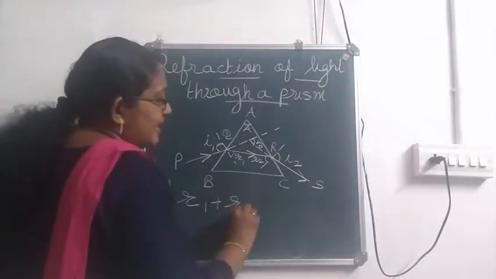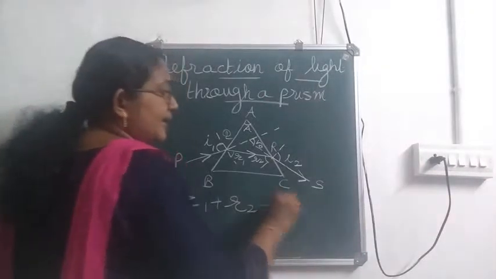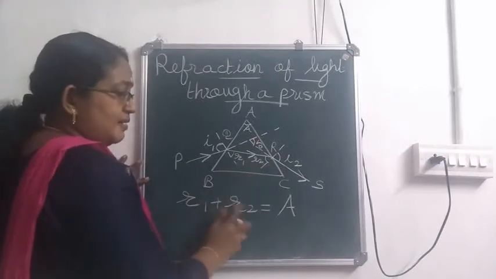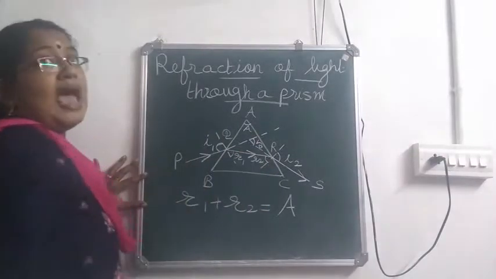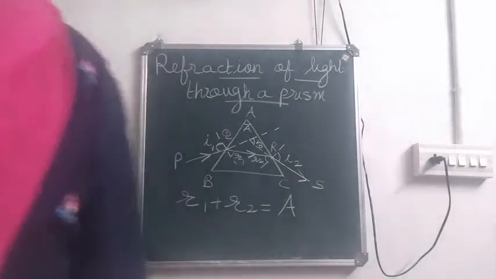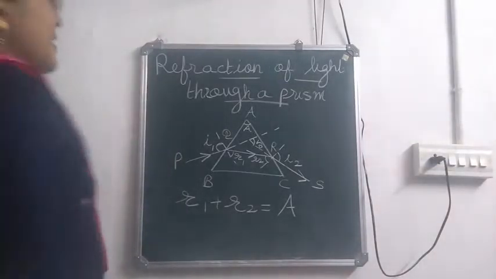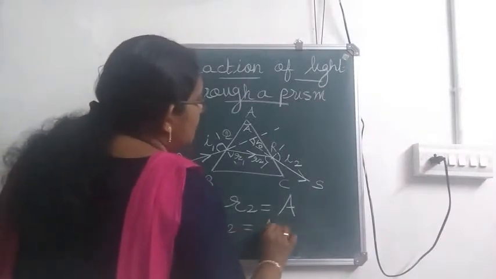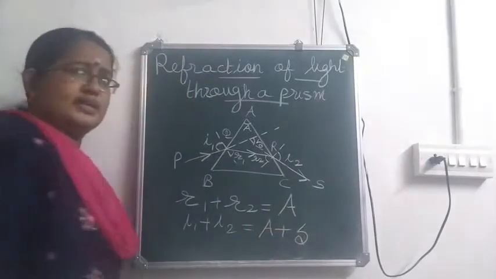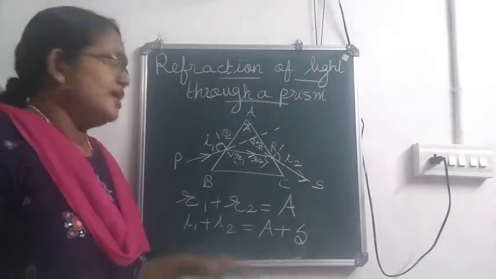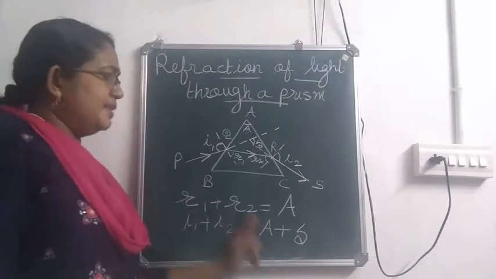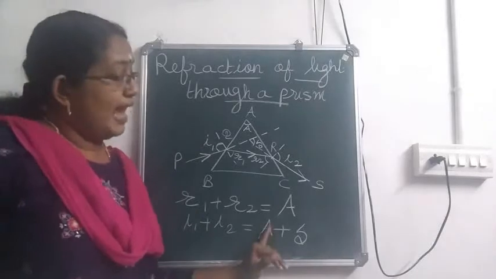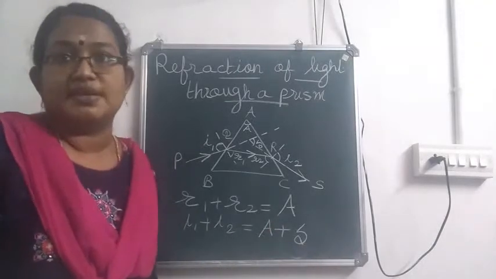R1 plus R2 is equal to A. Angle of refraction and angle of incidence in the second phase. The sum of R1 and R2 is equal to angle of the prism, and the second one is I1 plus I2 is equal to A plus delta. Okay. So, these are the two conclusions. So, please study these two things. R1 plus R2 is equal to angle of the prism. I1 plus I2 is equal to angle of the prism plus angle of deviation.